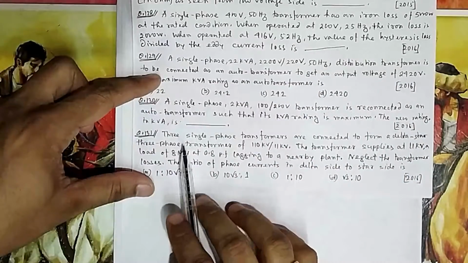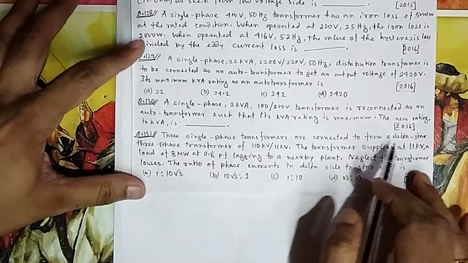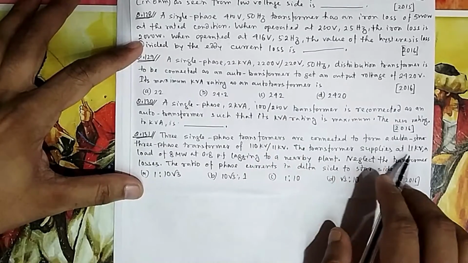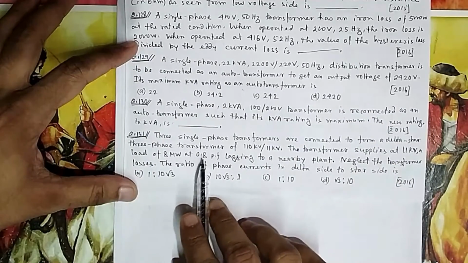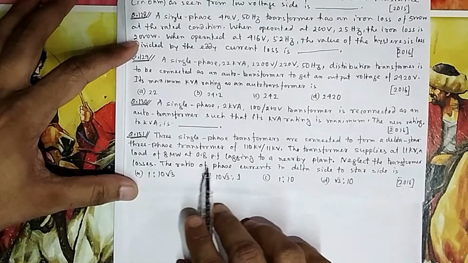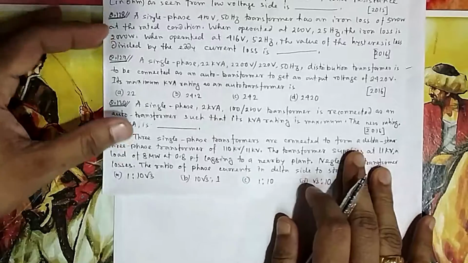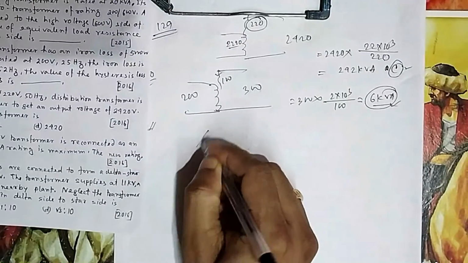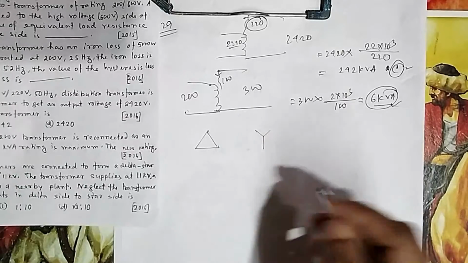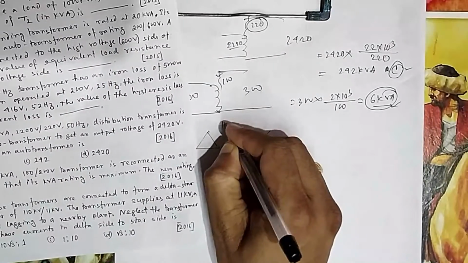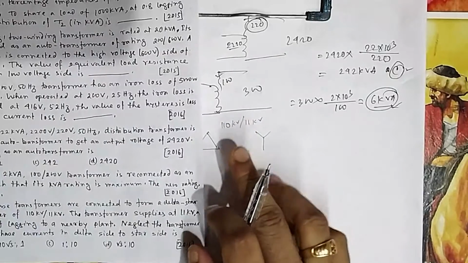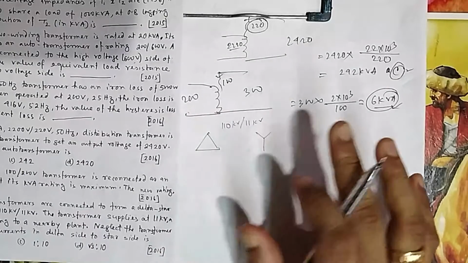In question number 131, 3 single phase transformers are connected to form a delta star 3 phase transformer of 110/11 kV. The transformer supplies a load of 8 megawatt at 0.8 power factor lagging at 11 kV to a nearby plant. Neglect the transformer losses. Find the ratio of the phase current in the delta side to the star side. So it is connected in this fashion, 3 single phase or a 3 phase, it doesn't matter. The connection is of this fashion, star to delta side. And this ratio is 110 kV to 11 kV. This is the ratio between line voltages. You have to be careful, it is not the turn ratio.